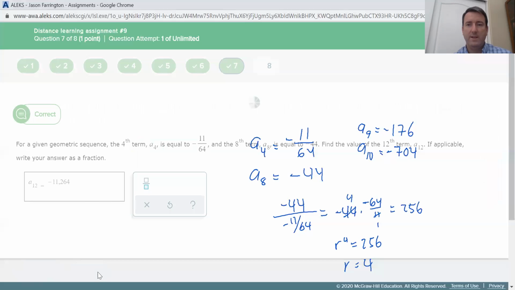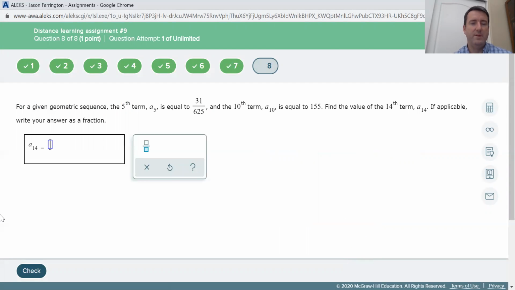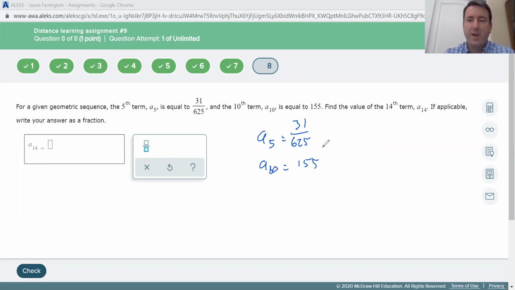All right, last one, and we'll do the same thing on this one. We're told that the 5th term is 31 over 625, and the 10th term is 155. So we're going to divide these. 155 divided by 31 over 625 is 3,125.